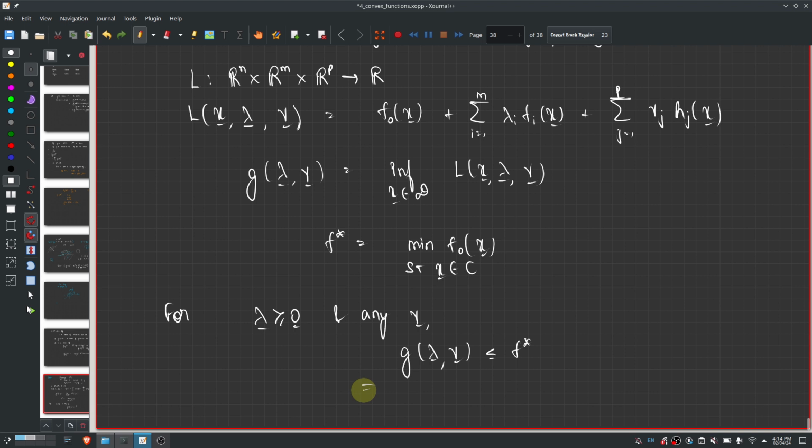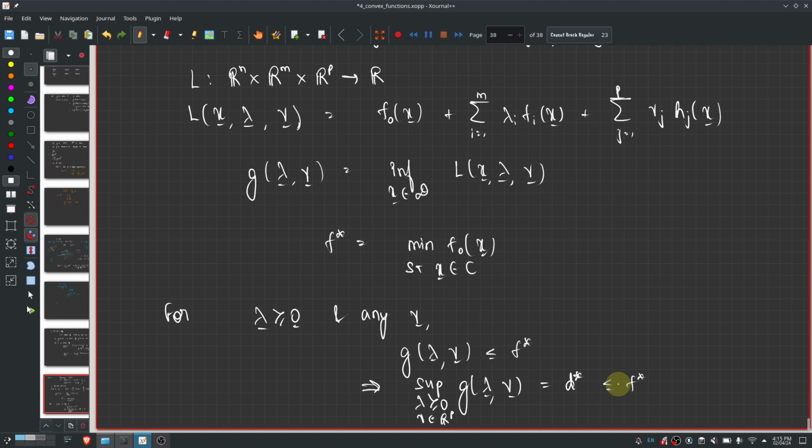So g of lambda comma nu is always going to be less than or equal to f star. This automatically means that the supremum over lambda greater than or equal to 0 and nu in R^p of g of lambda comma nu is less than or equal to f star. I'll define this to be d star. So this basically gives me another optimization problem. Maximizing g of lambda comma nu is called the dual optimization problem, and that gives me some value d star, and this is always going to be less than or equal to f star.